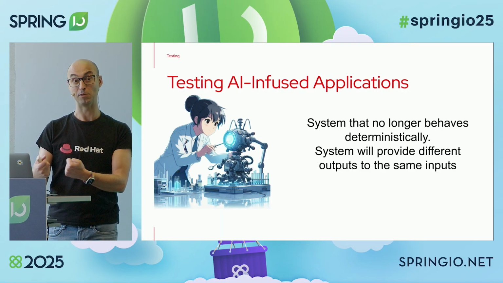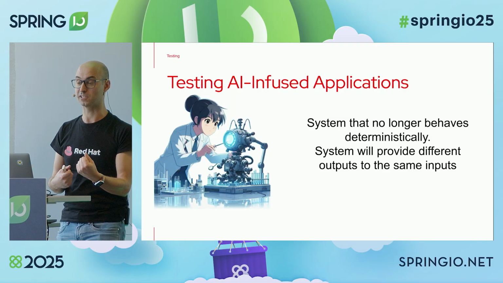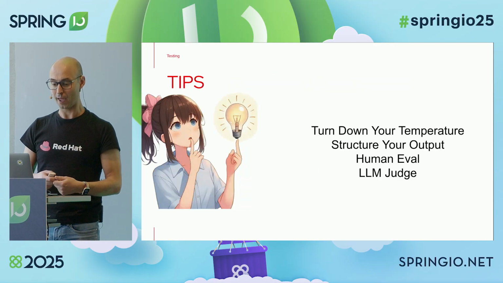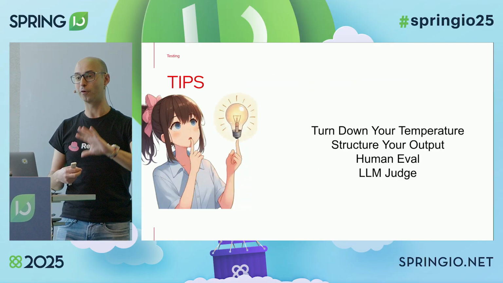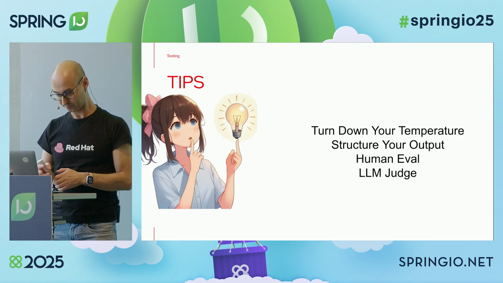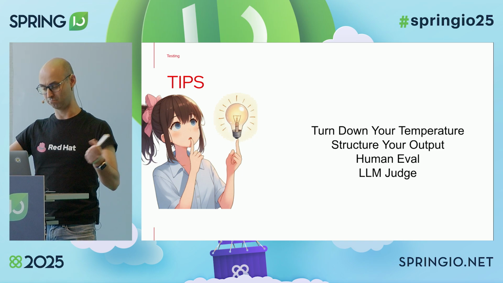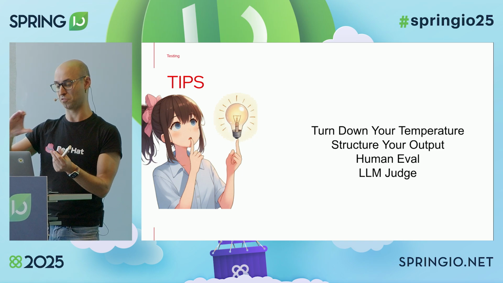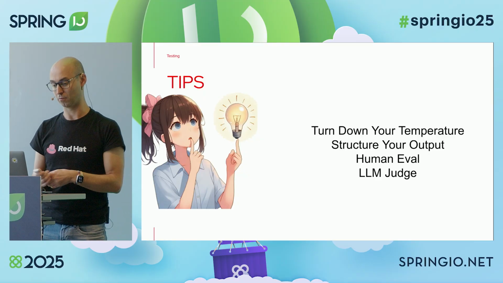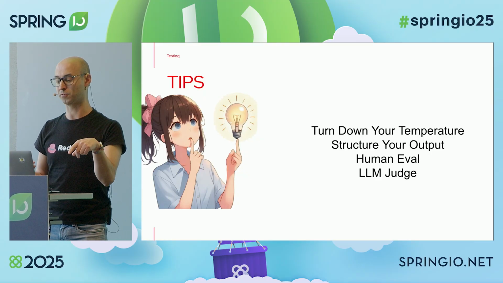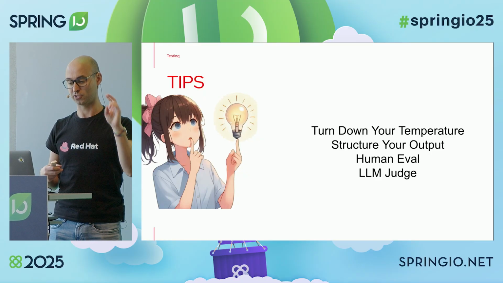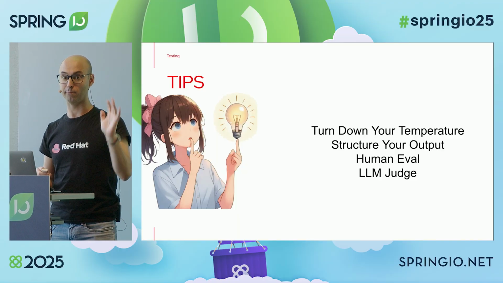So how can you be sure that the output is still correct? Here are the 4 techniques that we're going to see today. Of course, you can find more, but I think that with these 4 you will get good results: turn down your temperature, structure your output, human eval, and LLM judge.